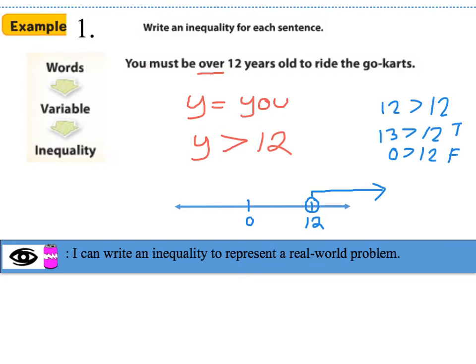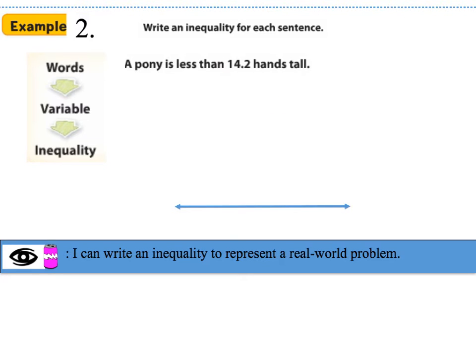Example 2 says, write an inequality for each sentence. So in words, we have a pony is less than 14 and 2/10 hands tall. So for my variable, I'm going to use P, which should stand for the pony. And to write the inequality, we need to underline the key word, which is less than. And I'm going to write the pony needs to be less than 14 2/10.